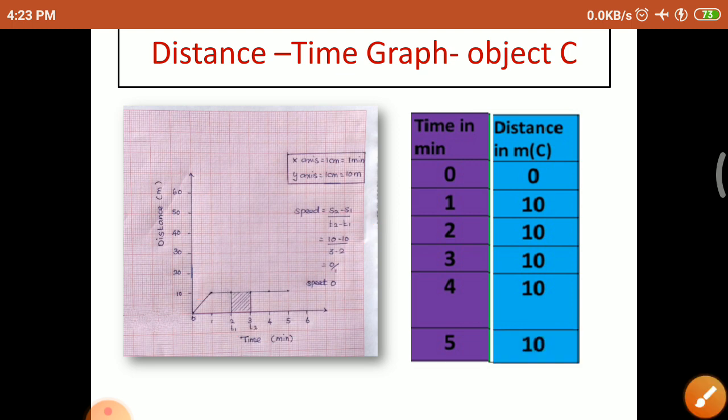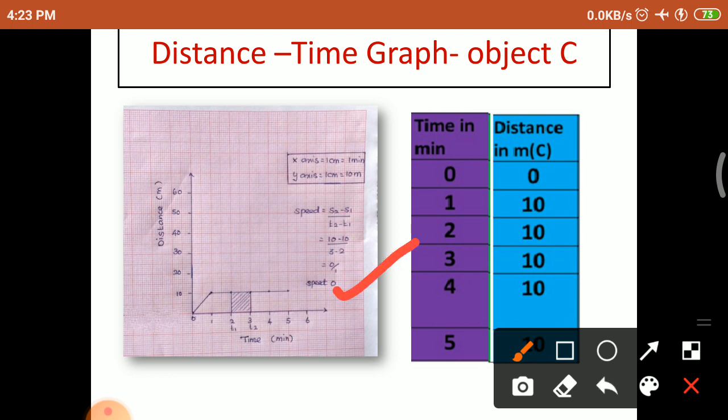So from the calculation we get 0. So from this we can say that the object is at rest. And from the graph, the slope is a straight line. So we can say that the object is at rest. Dear students, I hope you understood. If you have drawn it wrongly in your notebook, please correct it.